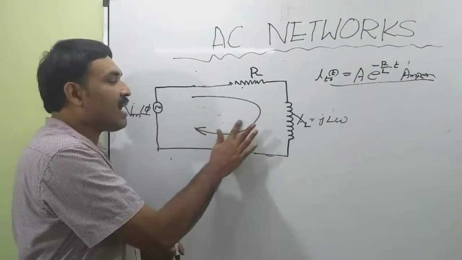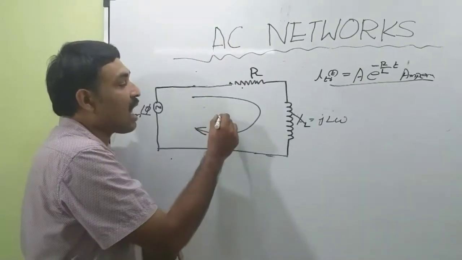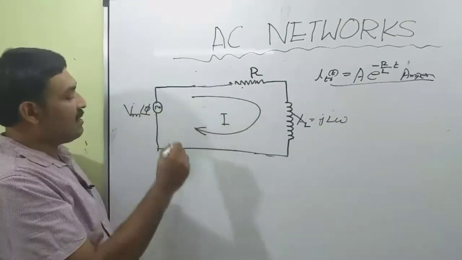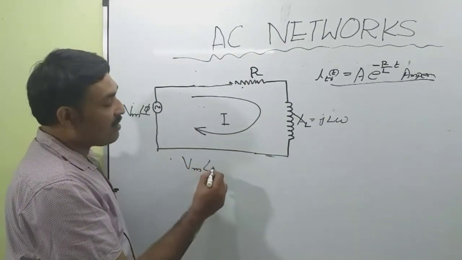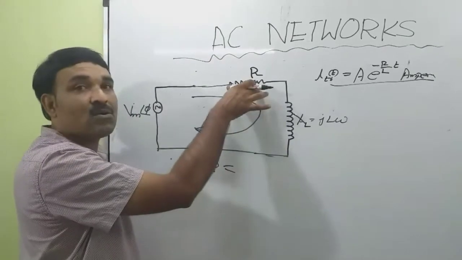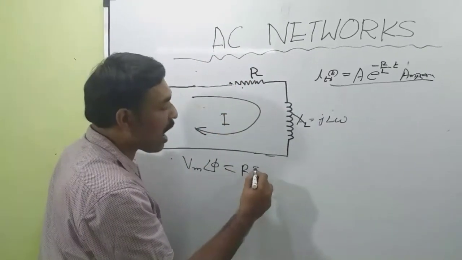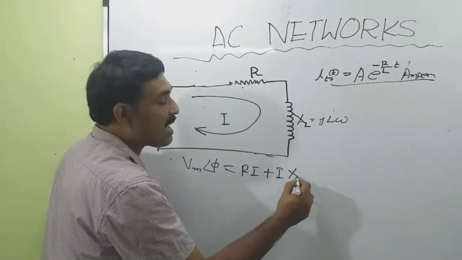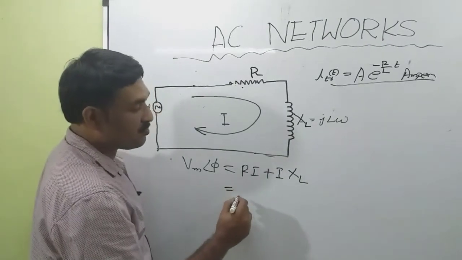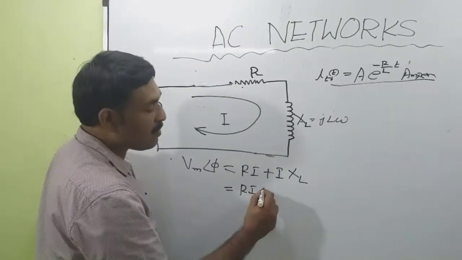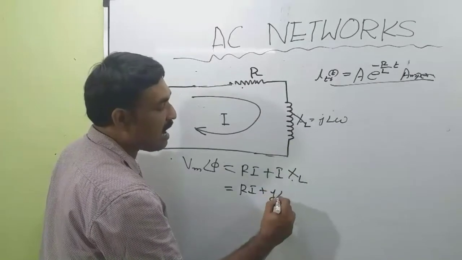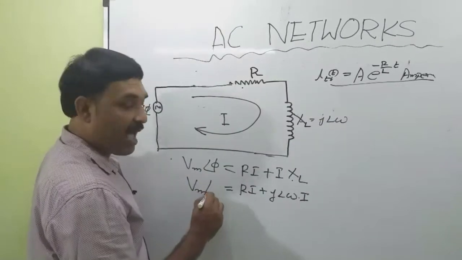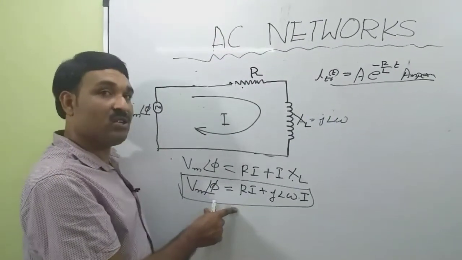The current can be represented in phasor form as I. Apply KVL for this loop: Vm at an angle phi is equal to the voltage across the resistance, R into I, plus the voltage across the inductance, I into XL. So this is equal to R into I plus j L omega into the current I. This is Vm at an angle phi. So this is the phasor representation.